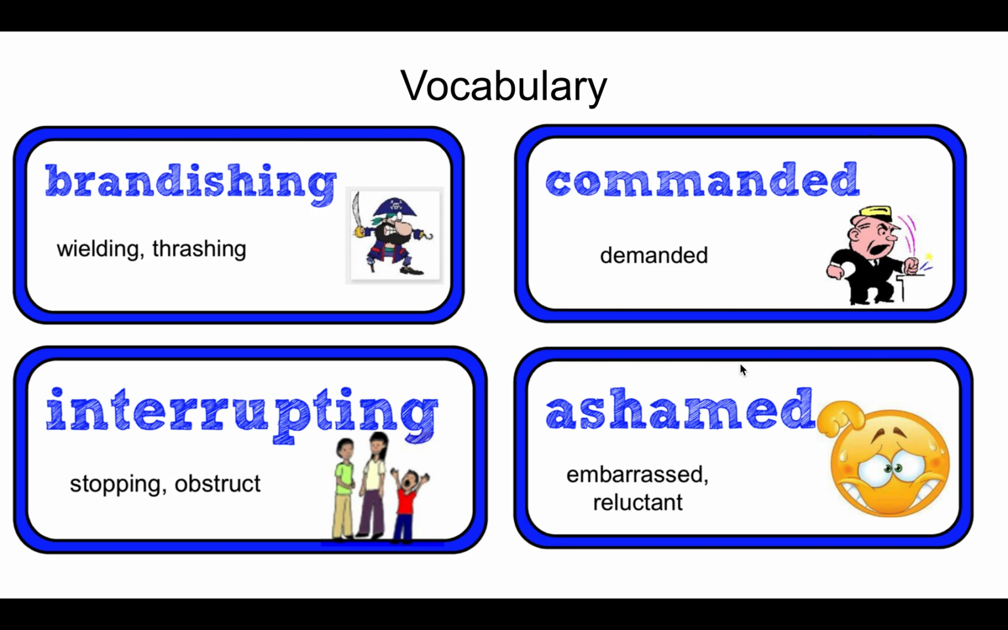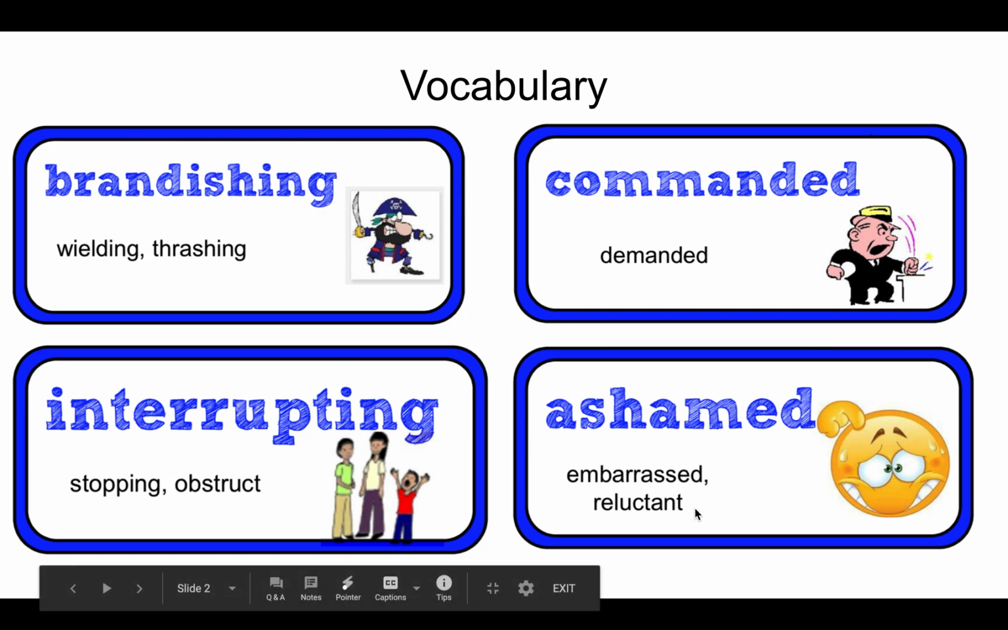The vocabulary for this lesson is brandishing, which means wielding or thrashing. So for example, this pirate is brandishing his sword. It's like waving around. Commanded means demanded. Sometimes your teachers or maybe your parents might command you to do something. Interrupting is stopping or obstructing. So if someone's talking and then you talk over them, that means you're interrupting. And ashamed means you're embarrassed or reluctant.